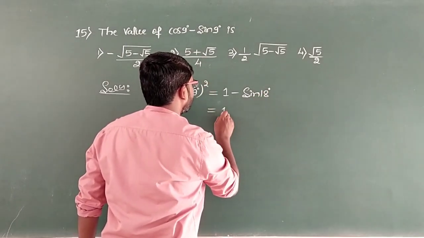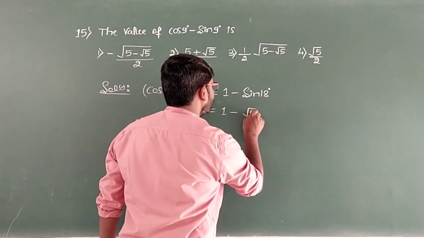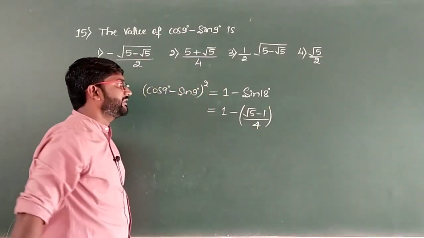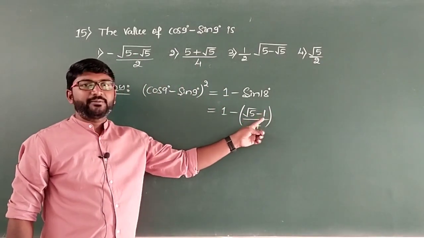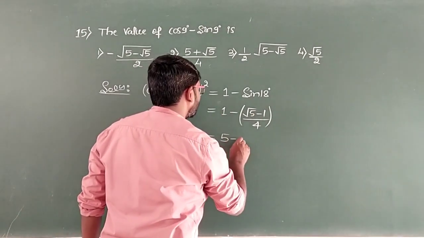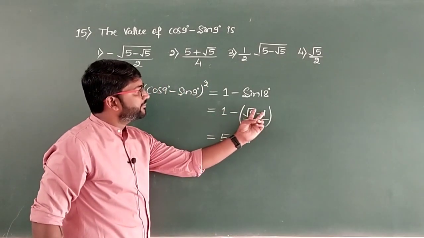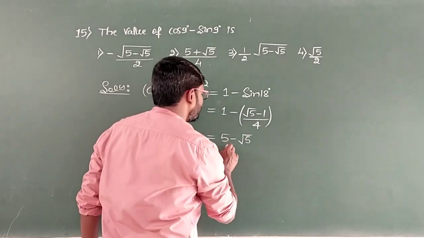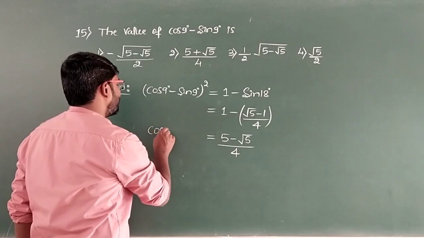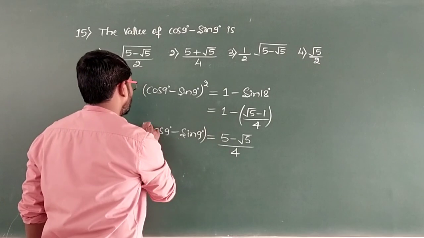Then 1 minus the value of sin 18 degree, it is root 5 minus 1 divided by 4. The value of sin 18 degree is root 5 minus 1 divided by 4. Then take up the LCM and simplify. We get 5 minus root 5. 4 into 1 it will be 4 and this minus will be multiplied with these two terms. We get 5 minus root 5 divided by 4. And here in the left hand side we have cos 9 degree minus sin 9 degree the whole square.